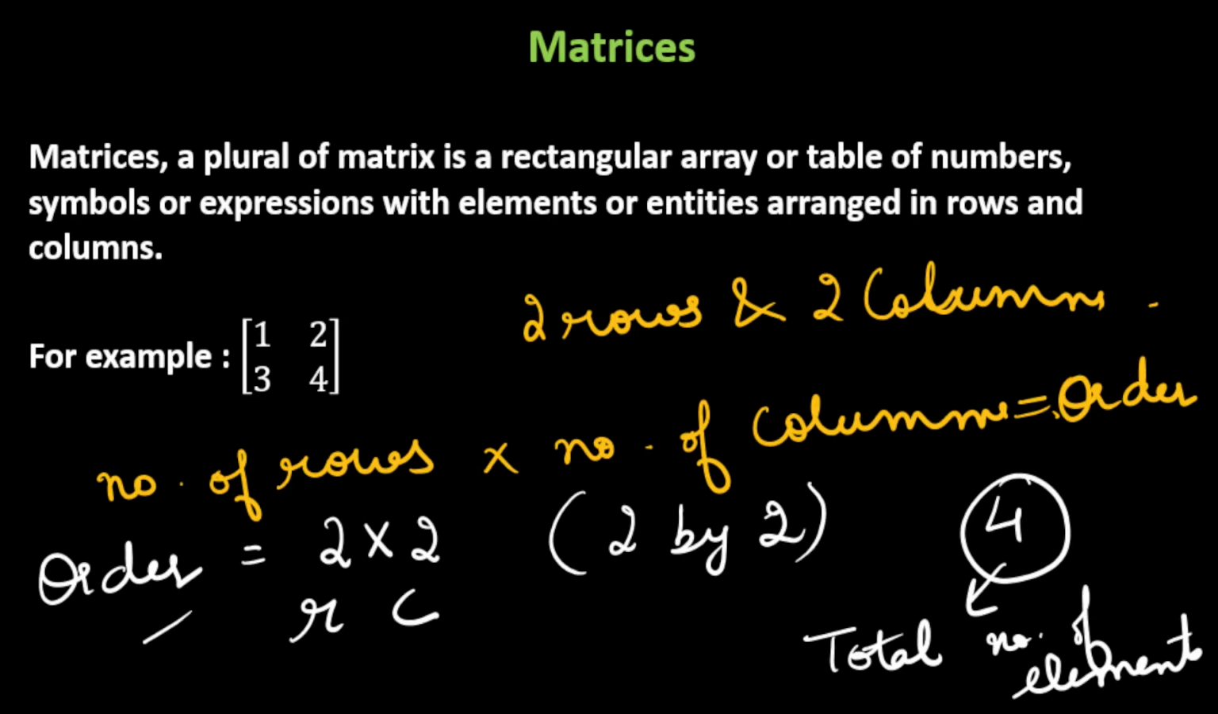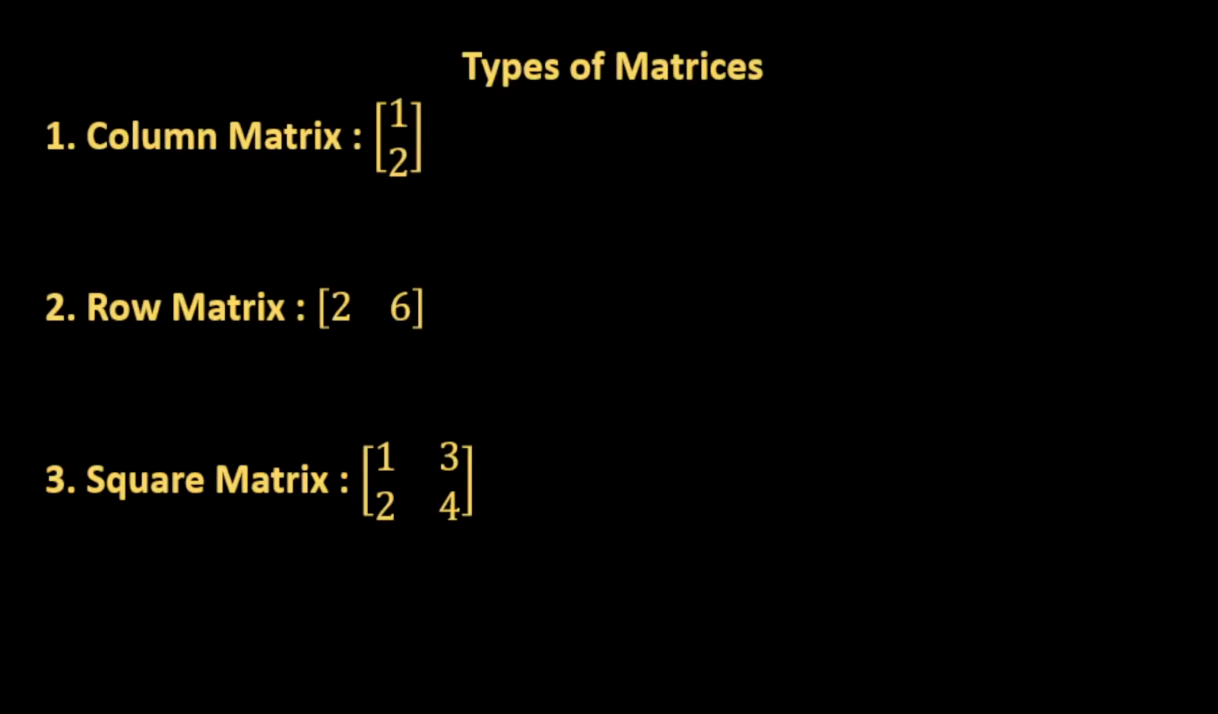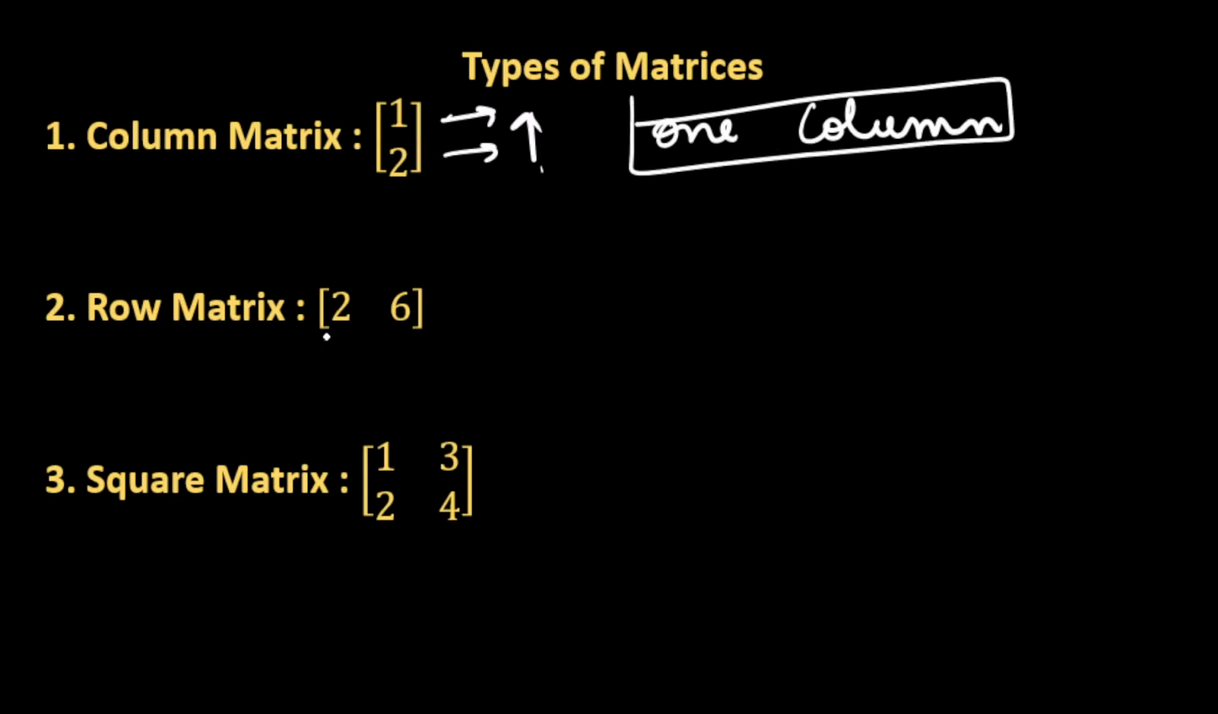Now let's understand types of matrices. So the first type is column matrix. Here the matrix in which only one column is there, that is known as a column matrix. So here you can see I have two rows, horizontal rows, vertical column. So two rows I have and one column I have. So whenever we have one column, that matrix is known as a column matrix.